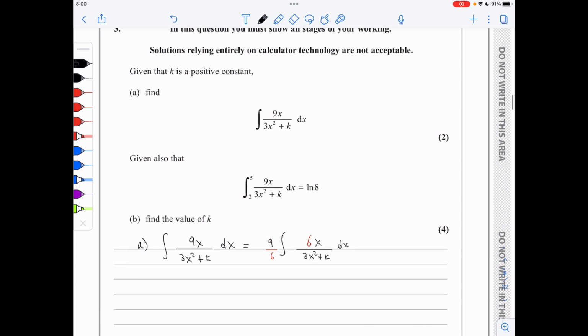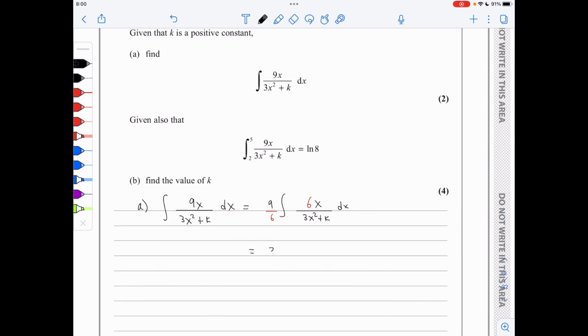So this leads to the outside simplifying to 3 over 2, and the inside being ln of 3x squared plus k absolute value plus c. It's an indefinite integral, so that's why we need the plus c.